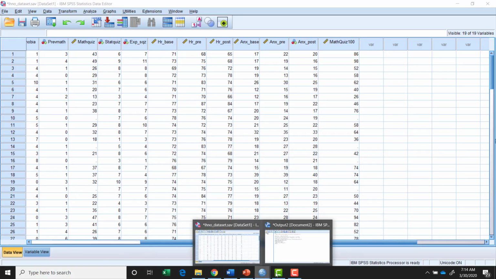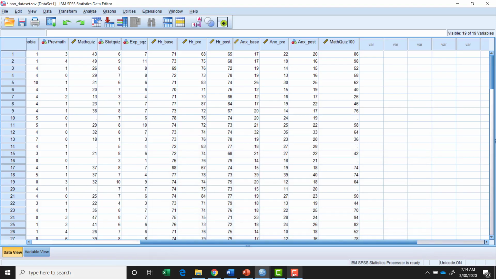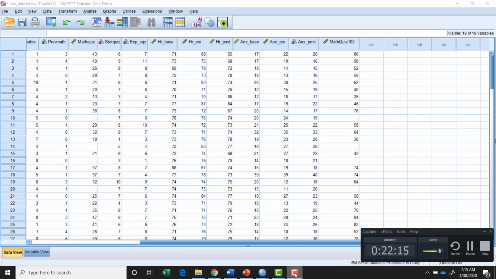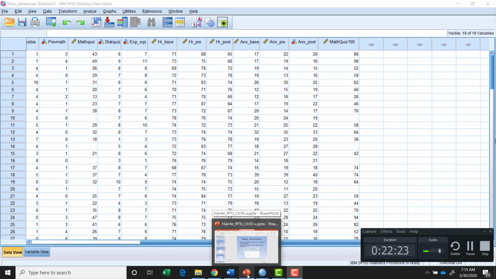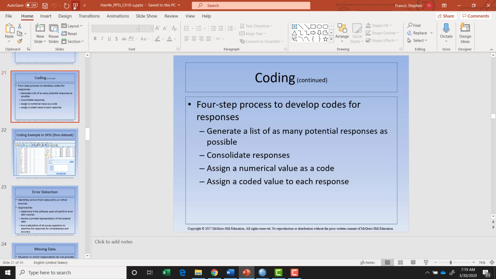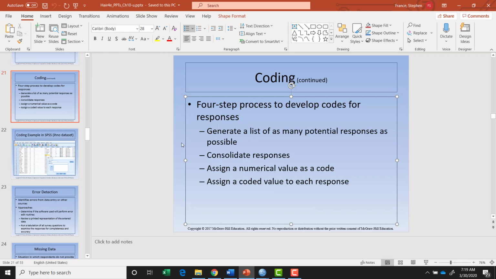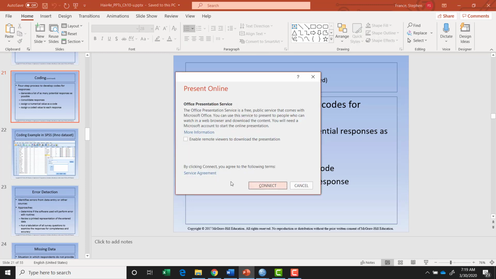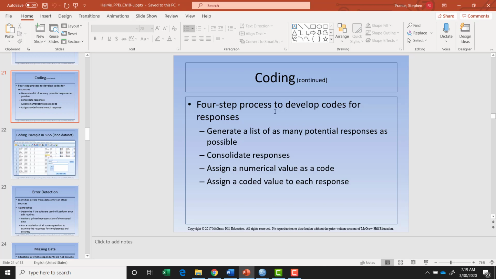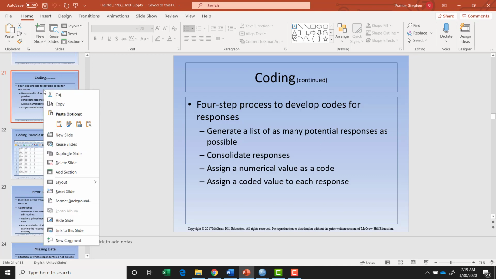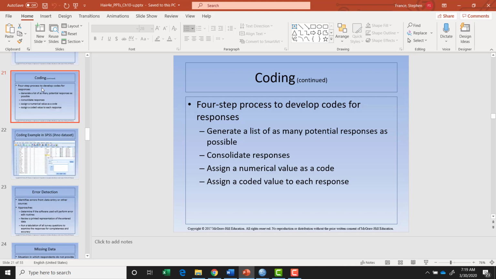Okay, so we've got our data into SPSS now. What we want to do is start summarizing this data and showing some kind of graphs. But before we talk about the graphs, there's just a few other little things that I want to talk about. And the first of that is going to be data coding.